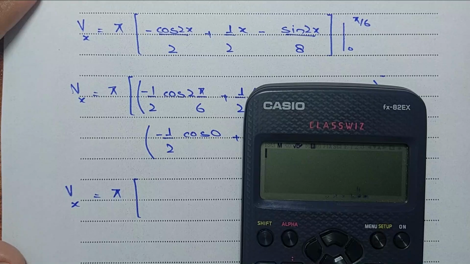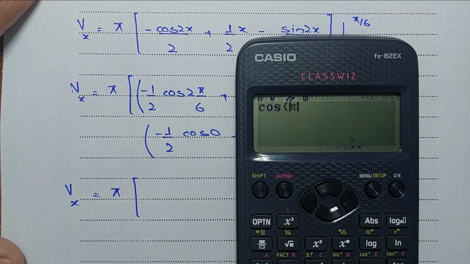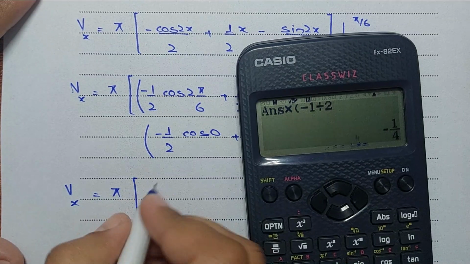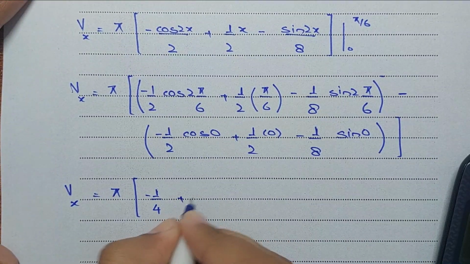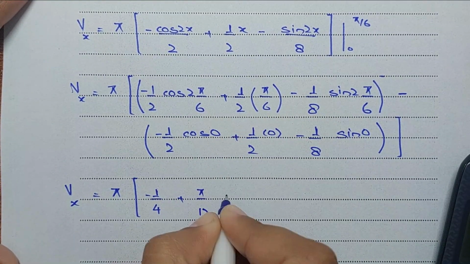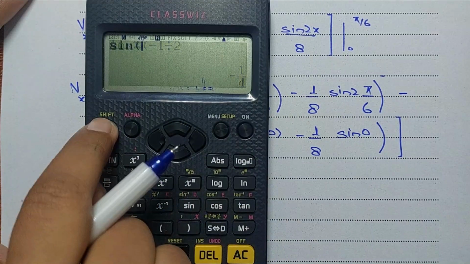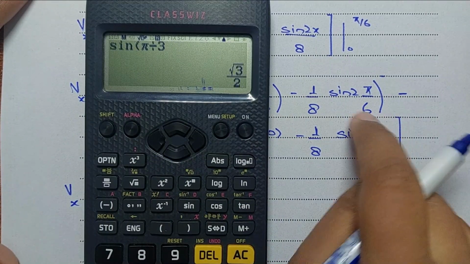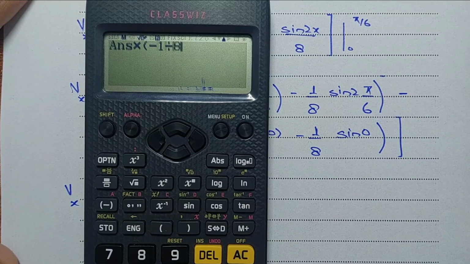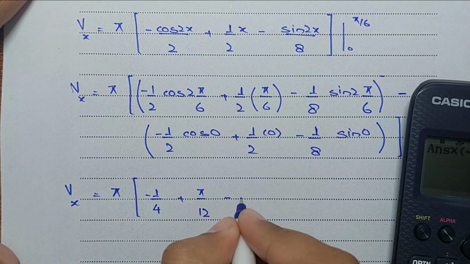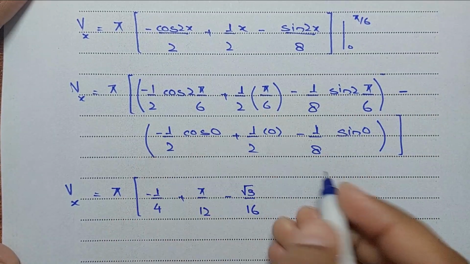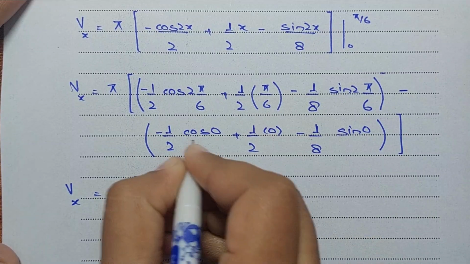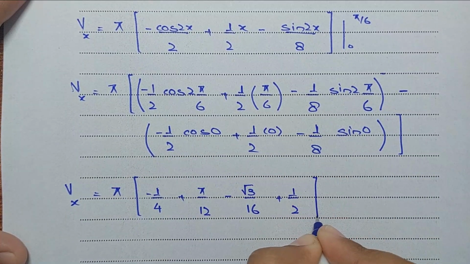2 pi over 6 is pi by 3, right? Cos pi by 3 is 1 by 2, times minus 1 by 2 is minus 1 by 4. And this is pi over 2 times 6, which is 12, minus sine pi by 3 times negative 1 over 8, which gives minus root 3 over 16. And this is negative times negative, which is positive 1 by 2. Cos 0 is 1, this is 0, sine 0 is 0.